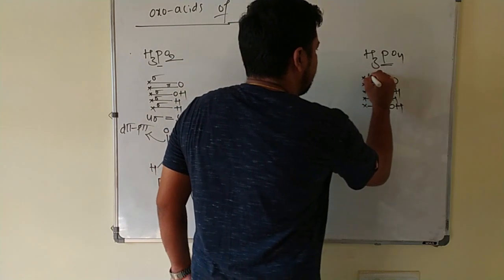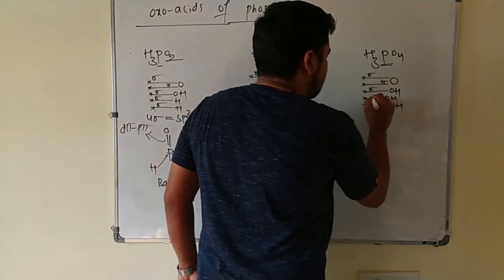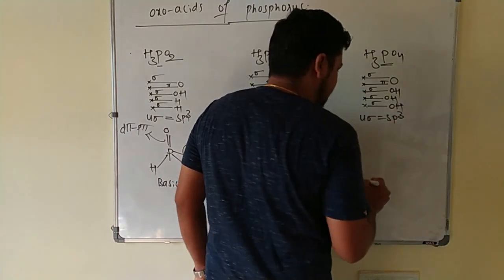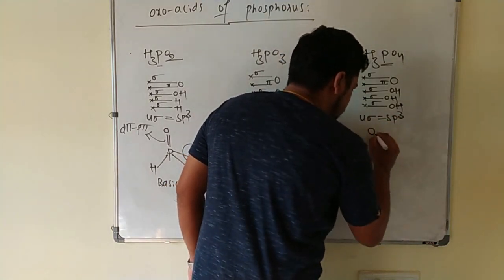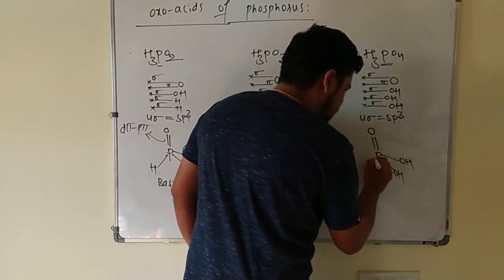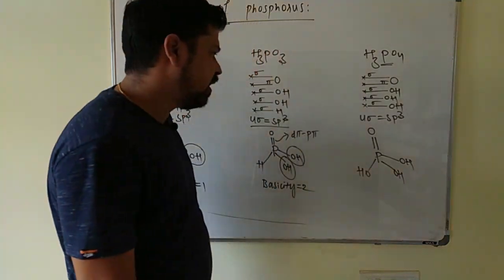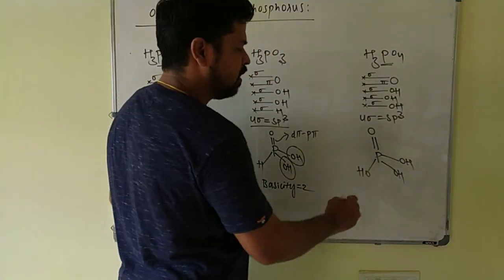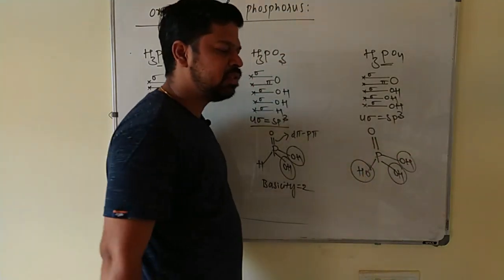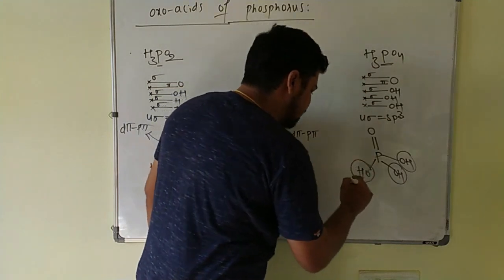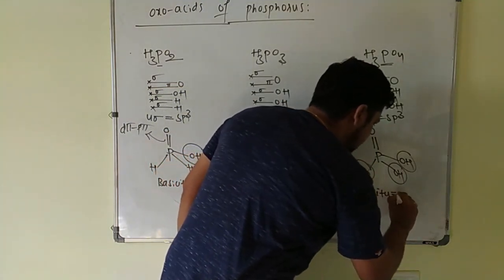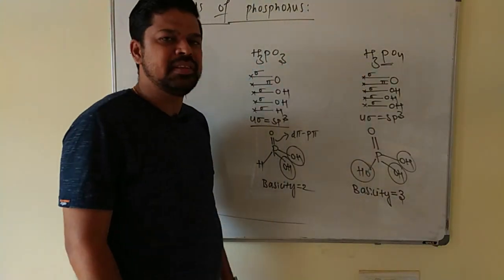Again it has one sigma, pi, sigma, sigma and sigma. Again it is 4 sigma, yes, sp3 hybridization. We can write the tetrahedral structure here: P double bond O, and this is OH, this also OH, and this also OH. So you can see this is acidic hydrogen, this also acidic hydrogen, and this also acidic hydrogen. So what is the basicity of this acid? Basicity of this acid is 3 here. It is a tribasic acid.